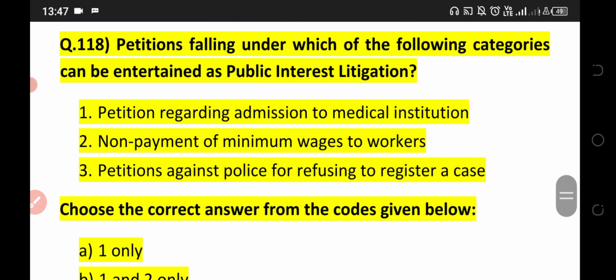A petition falling under which of the following categories can be entertained as a public interest litigation? Petition regarding admission to a medical institution, non-payment of minimum wages to workers, petition against police for refusing to register a case.